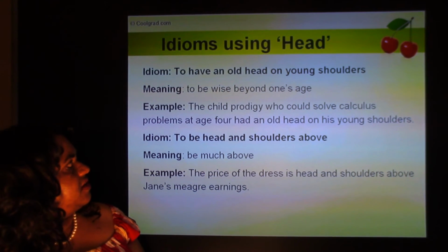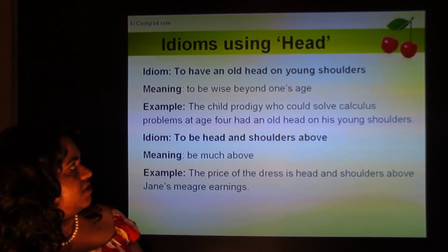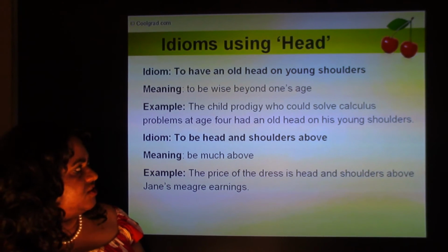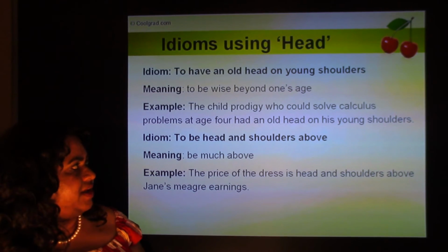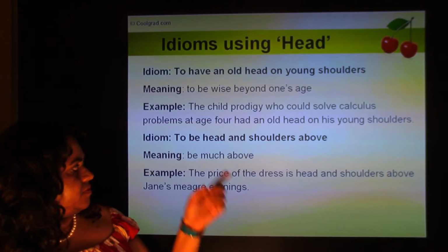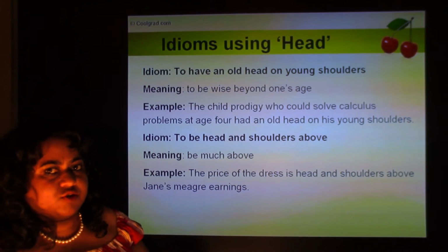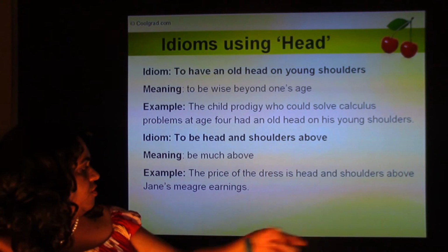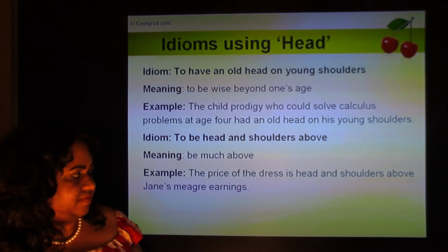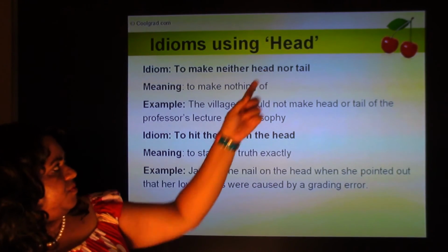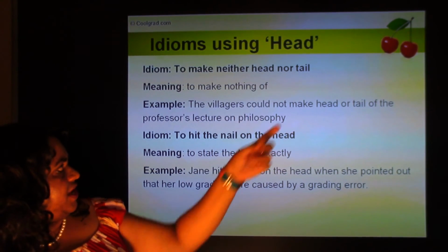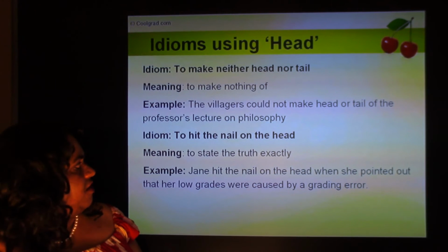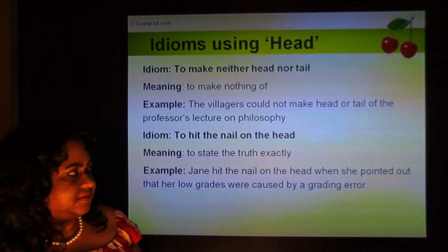Idioms using head. To have an old head on young shoulders: to be wise beyond one's age. The child prodigy who could solve calculus problems at age 4 had an old head on his young shoulders. To be head and shoulders above means to be much above. The price of the dress is head and shoulders above Jane's meager earnings. To make neither head nor tail of something: to make nothing of it. The villagers could not make head or tail of the professor's lecture on philosophy.